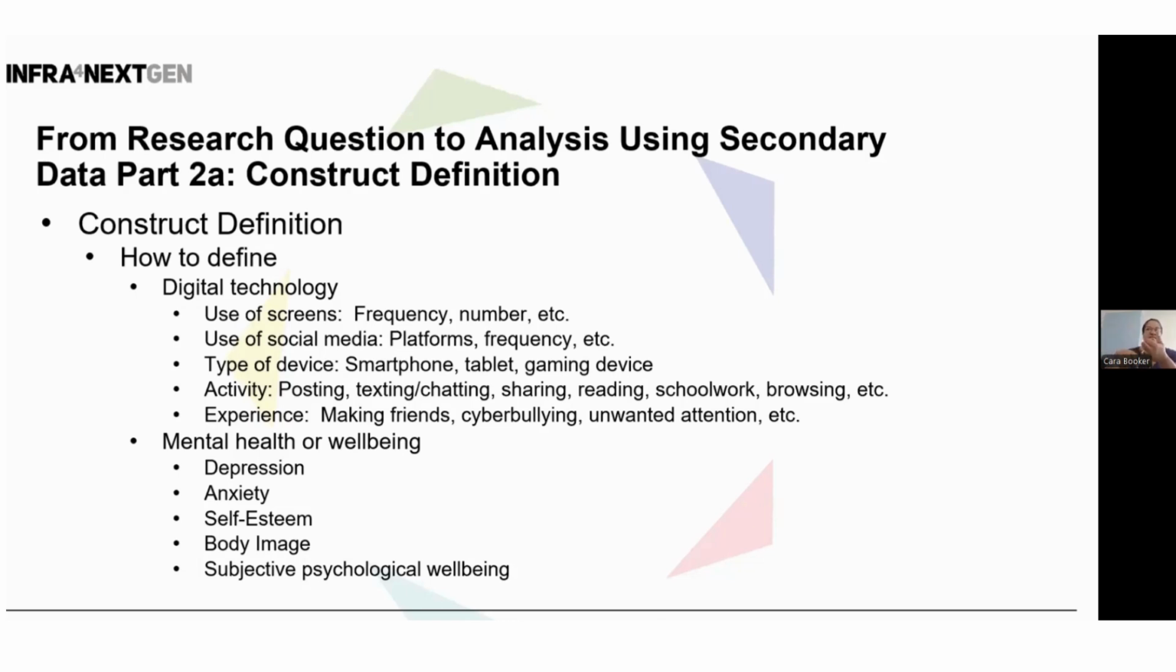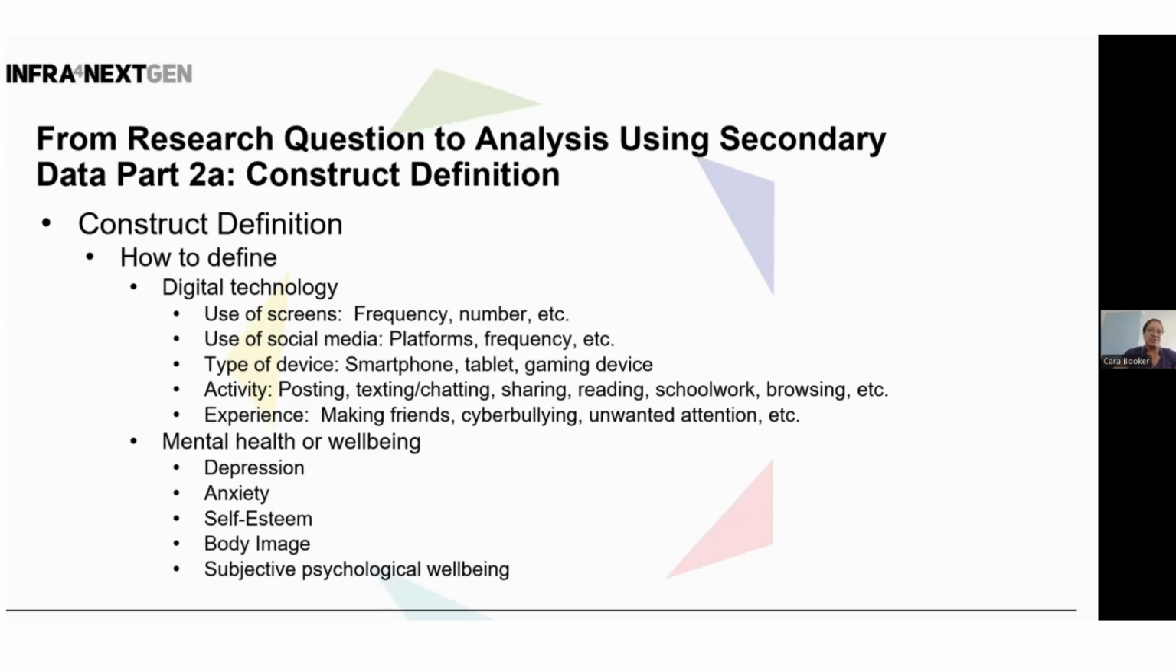You have types of devices, you have activities. So are you posting? Are you just reading? Do you use it for schoolwork, etc.? Your experience on social media and digital technology spaces. So are you making friends? Do you have experience around cyberbullying or unwanted attention? All of these things. And depending on what my research question specifically is, I might want just one of these, I might want all of these, and I need to think about how I want my construct defined, but also think about what data sets might have each of these different types or might cover each of these different definitions.